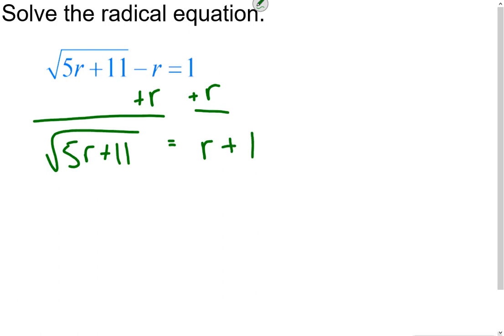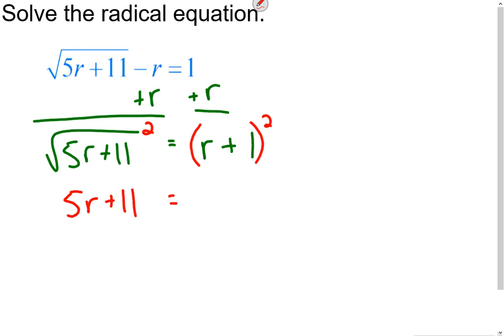If you wrote 1 plus r, that's fine. Now that my radical is all by itself, now I can square both sides. Now when you square both sides, you have to square the side, not just square the parts. Left side, we now have 5r plus 11.